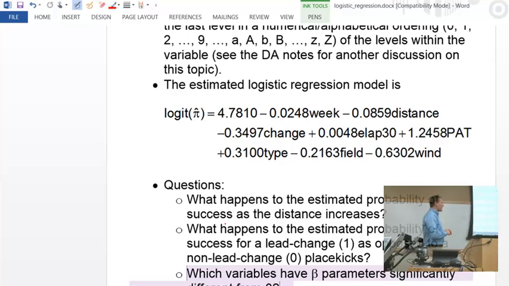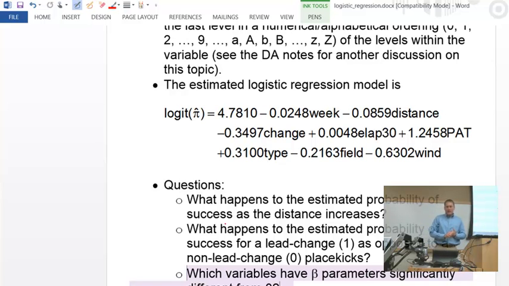So given this model, what happens to the estimated probability of success as the distance increases? Is the probability of success going up or down? Going down, because we have a negative coefficient on distance. Remember the discussion from our last class regarding that. And hopefully that makes sense. As you get farther away from the goalposts, it's going to be more difficult to make the place kick.